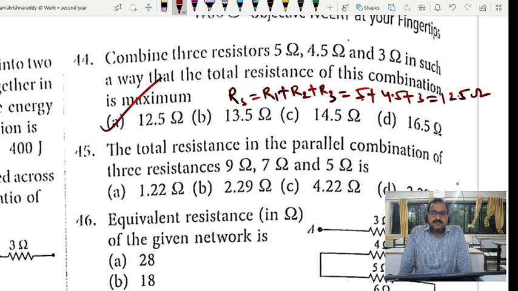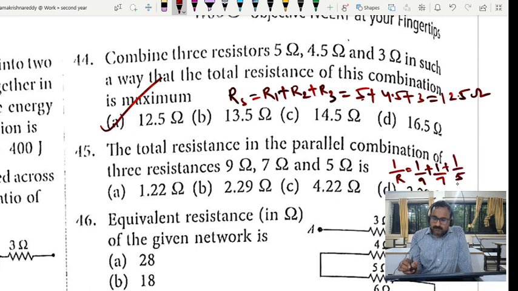Next, the total resistance in the parallel combination. What is the formula for that? You have to apply 1 by R is equal to 1 by 9 plus 1 by 7 plus 1 by 5. LCM, how much are you getting there? Same thing, 9 into 7 into 5 only. We kept it like that. So first 7 into 5 is 35. I will do the calculation on the side. Wait for that.